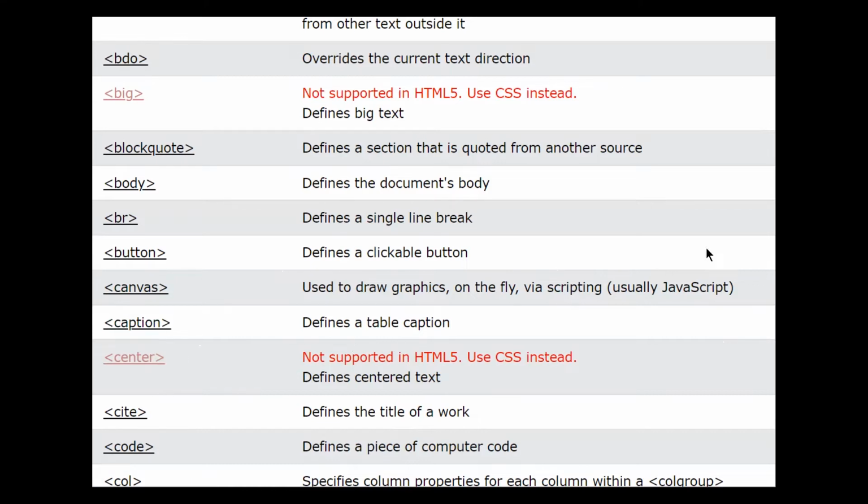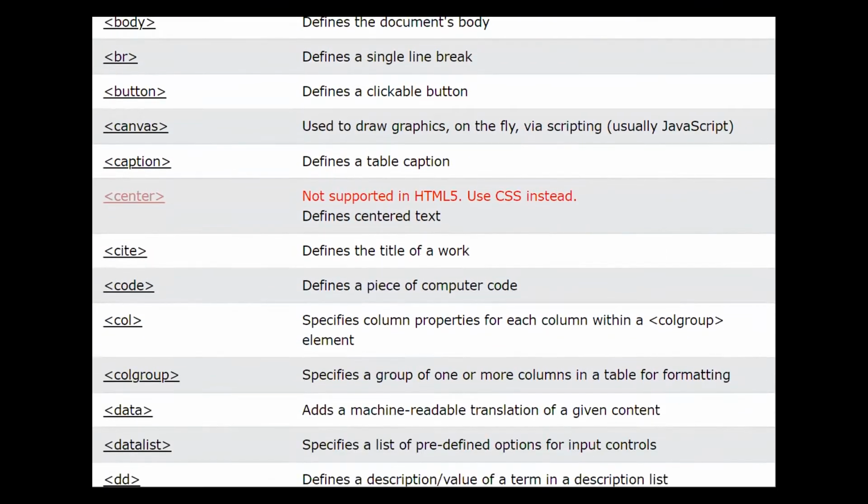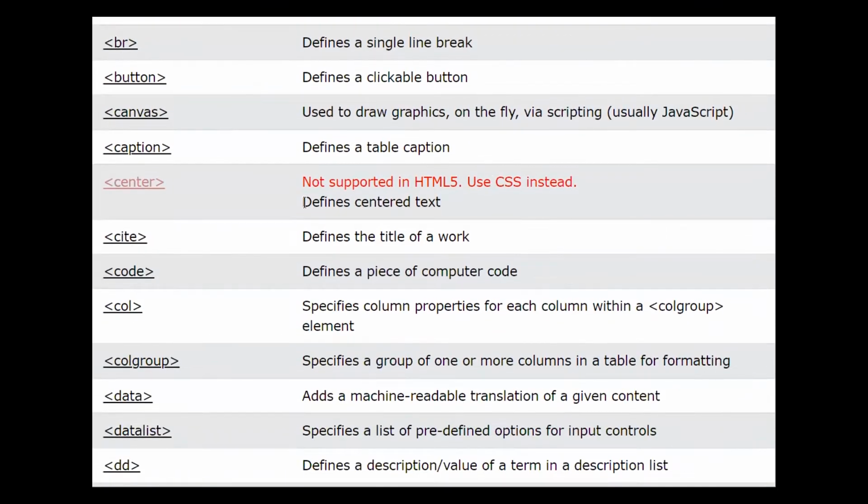The center tag is not supported in HTML5. You can use CSS instead. So in CSS, you can set the text alignment as center. This defines center text. This one defines the title of a work. This code tag defines a piece of computer code. This specifies column properties for each column within a colgroup element. This colgroup specifies a group of one or more columns in a table for formatting.